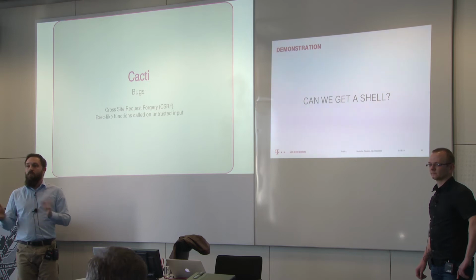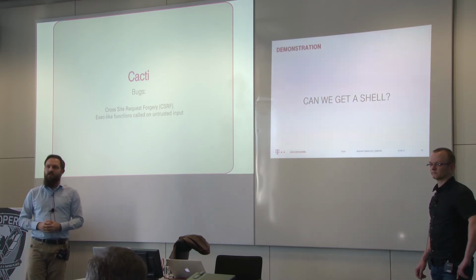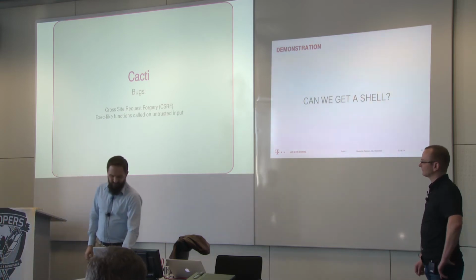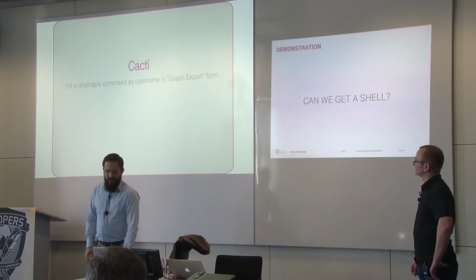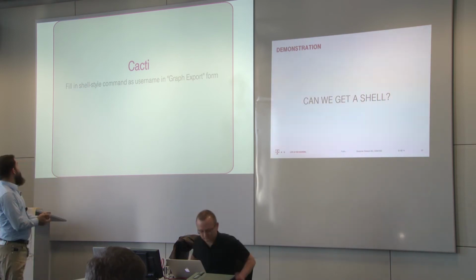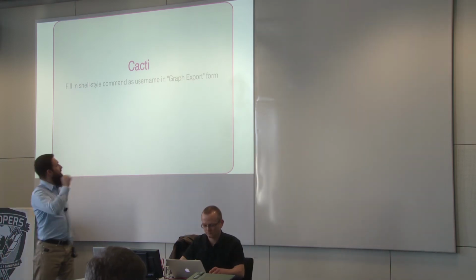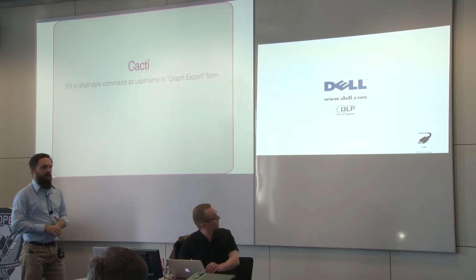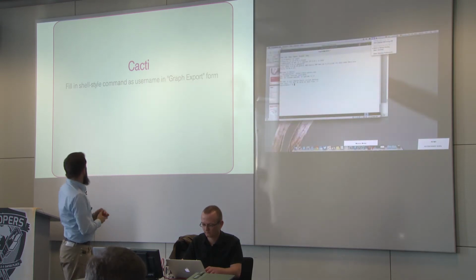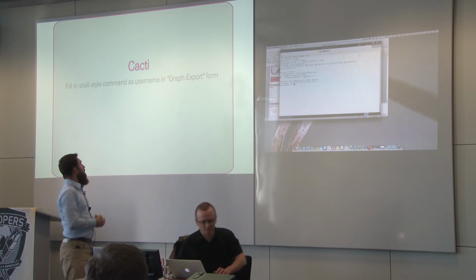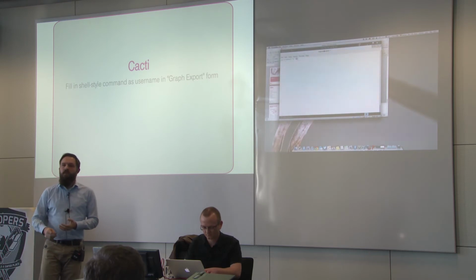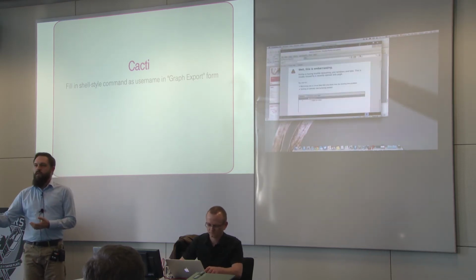Does anyone not know what cross-site request forgery is? It's a web-based bug. Okay, cool, because it's important to understand. All right, I guess I need the admin to log in. Of course. So what's the problem here? Cacti has a couple of configurations you can set up. And one of them is you can fill in a username in a functionality called graph export. What it does is export graphs onto an external system, like an FTP server.